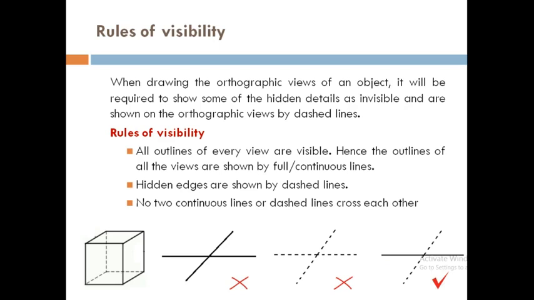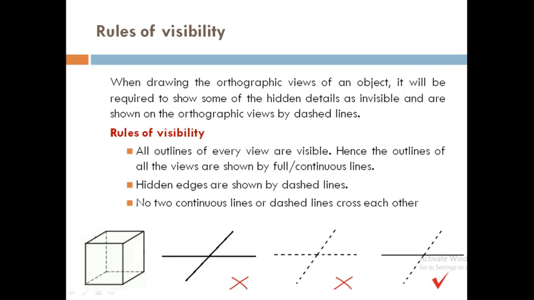The first rule is all outlines of every view are visible. Hence the outlines of all the views are shown with the full or a continuous line. Let us take an example of this cube. Here you can see all the outlines are visible, hence it is shown with a full or a continuous line. And then hidden lines are shown by dashed lines. Here you can see there are 3 hidden edges and they are shown with the dashed lines.